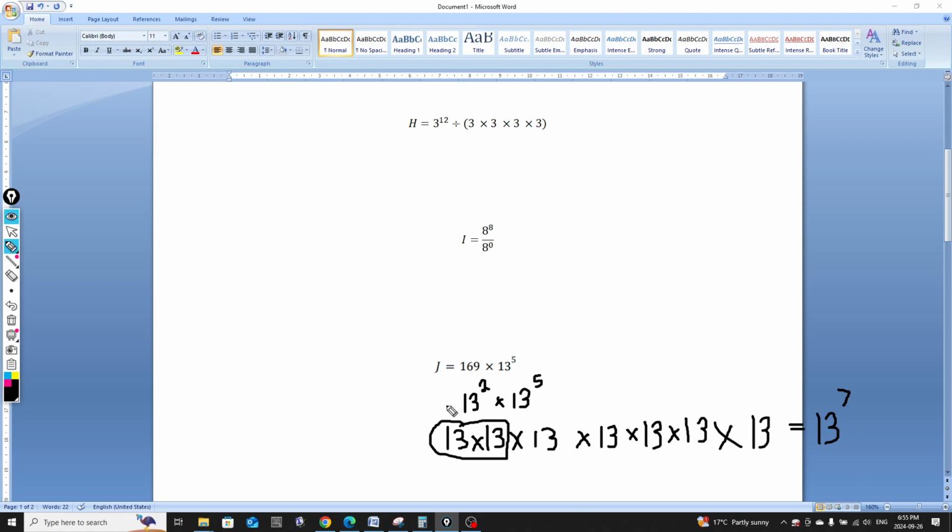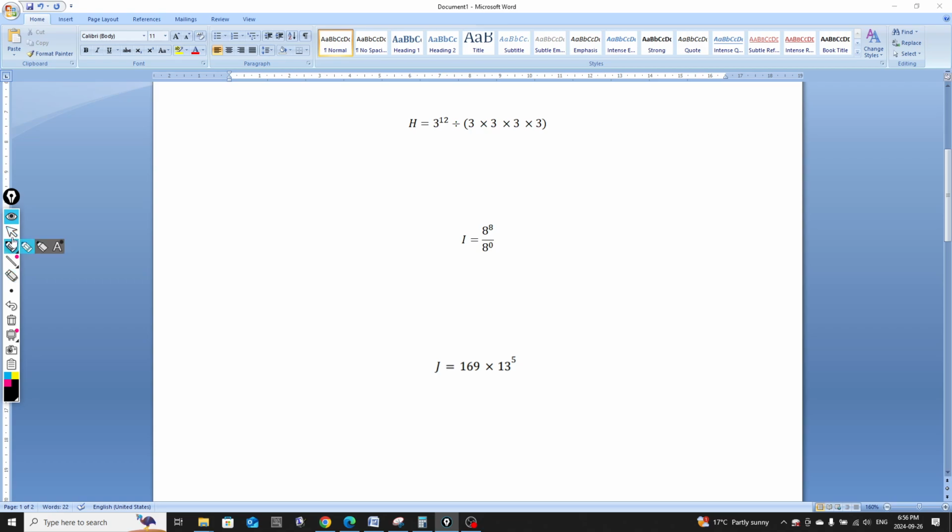Maybe you're looking at this and thinking, I think I know what that rule is. And if you're thinking that the rule is you add these exponents, you're absolutely right. That is the rule. You're going to go 13 to the power of 2 plus 5, which is 7. Awesome. Great. Let's keep going.